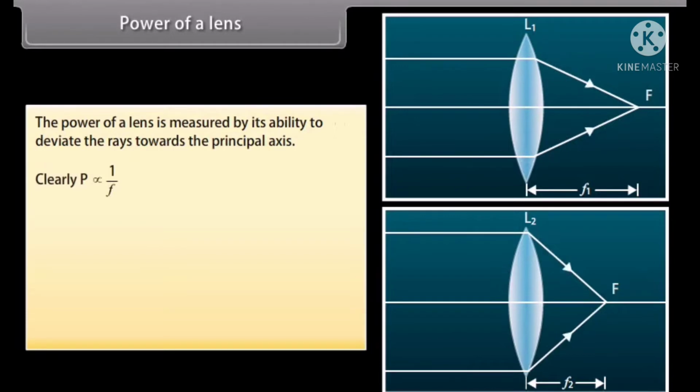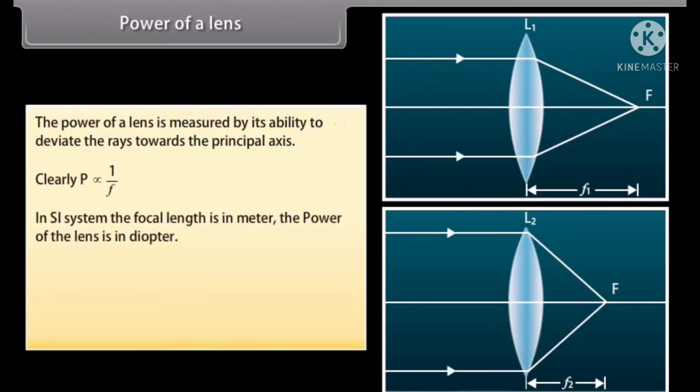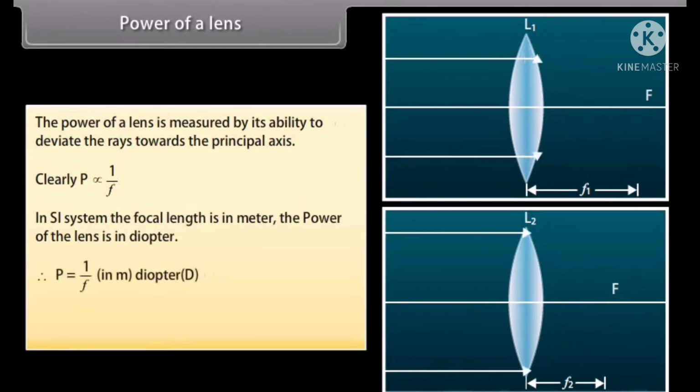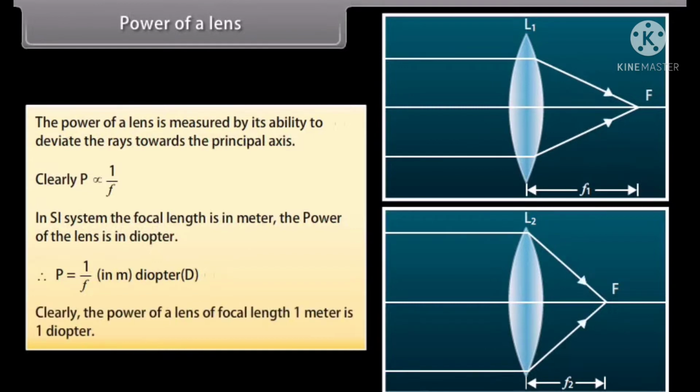Clearly, P is directly proportional to 1/F. In SI system, the focal length is in meter. The power of the lens is in diopter. Therefore, P is equal to 1/F in meter, diopter D. Clearly, the power of a lens of focal length 1 meter is 1 diopter.